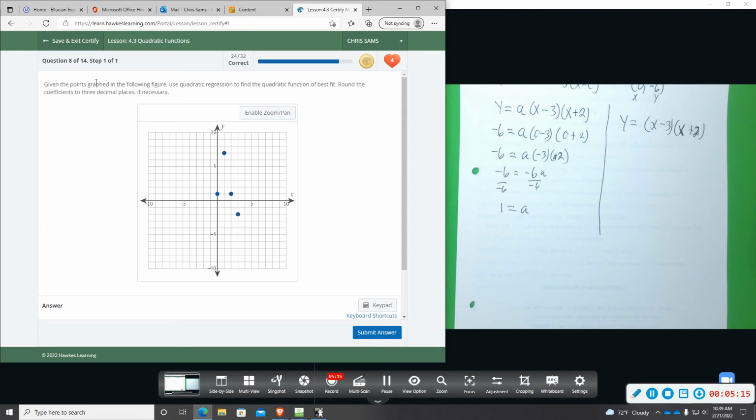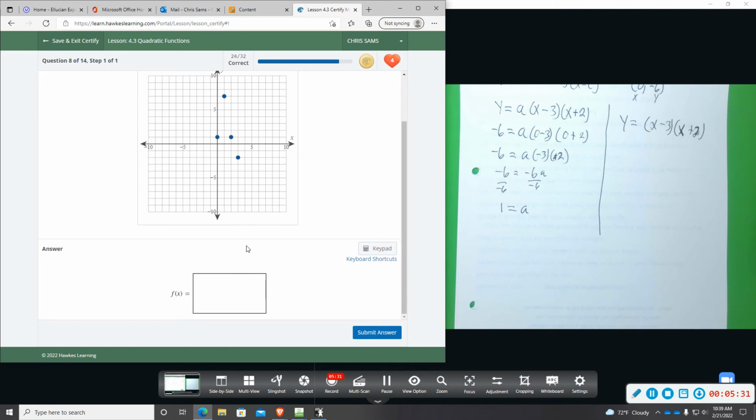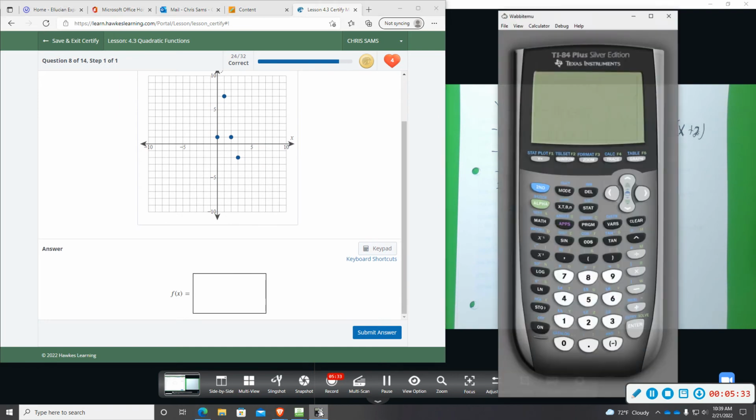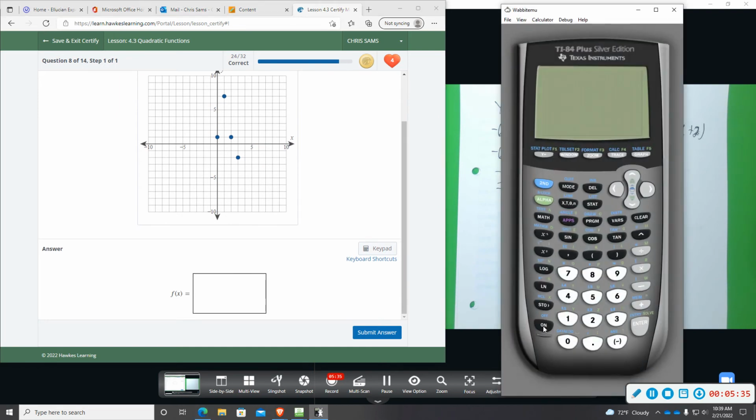All right, and now number 8. We're given some points. We want to use a quadratic regression to find the quadratic function of best fit. We're going to round the coefficients. So again, they show you a method to do this in the textbook by hand, but we're going to use technology. It's similar to the linear regression. I'm going to turn this on. We're going to go to Stat. I'm going to hit Enter on Edit.